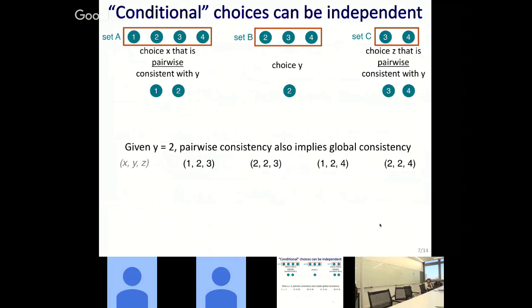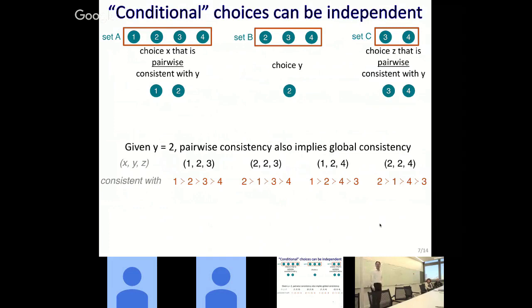1, 2, 3, 2, 2, 3. Wait, 1, 2, 2, 3, and then 1, 2, 4, and 2, 2, 4. Each of these 4 triplets is consistent with some ranking. So for example, if I look at the triplet 2, 2, 3, that is consistent with an ordering that puts product 2 as the most preferred product, followed by product 1, followed by product 3, and followed by product 4. And of course, there could be many rankings that are consistent with this.